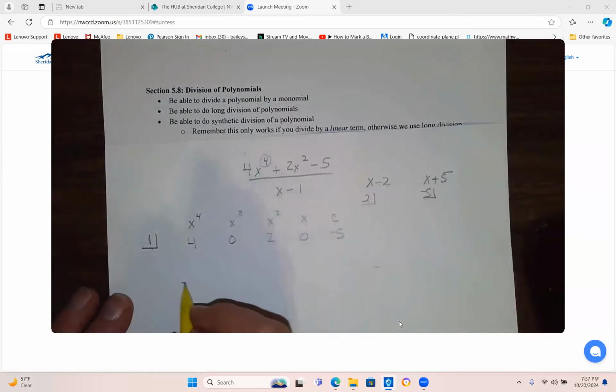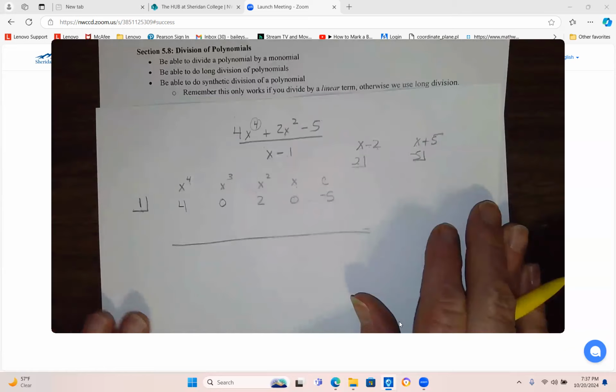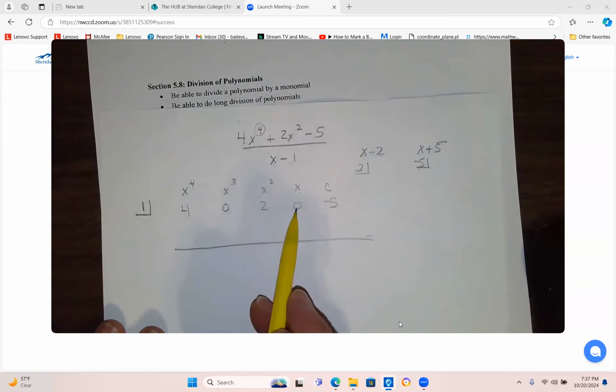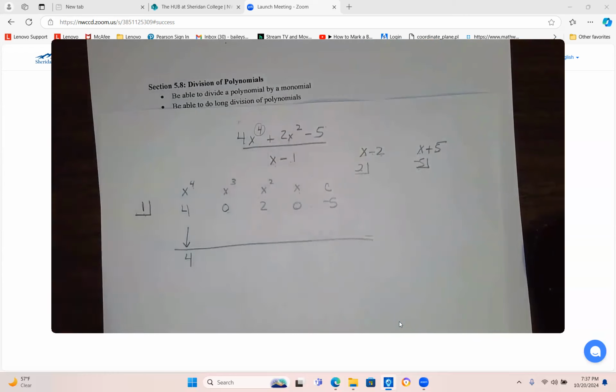So then you give yourself some space and you're ready to start. The hard part's over pretty much once you get that set up. And again, just don't forget these zeros. You need them or you're going to get the wrong answer. To start out, you drop this down underneath the line. Then we're going to multiply, add, multiply, add, multiply, add till we get to the end.